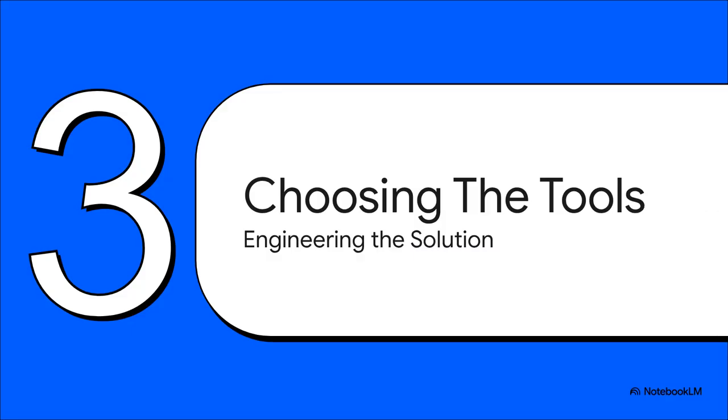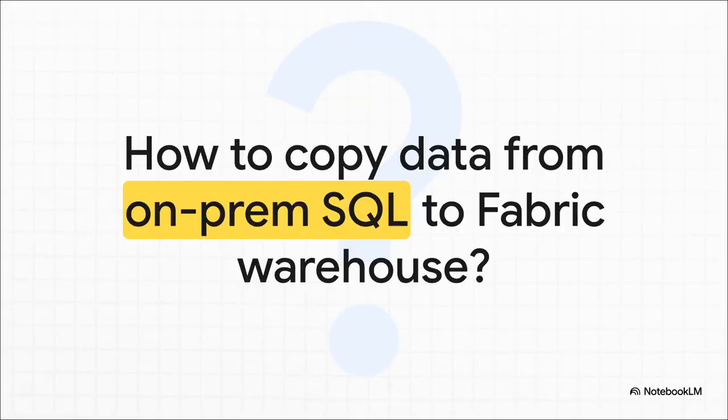Section 3. Choosing the right tools, engineering the solution. Fabric has a massive ecosystem of tools, so let's figure out how to pick the right ones for Contoso. Let's put on our test-taking mindset for a second. Remember how Contoso has that point-of-sale system completely locked down on an on-premises SQL server, and they need to copy that data directly into a Fabric warehouse? What specific Fabric item would you use to make that happen?